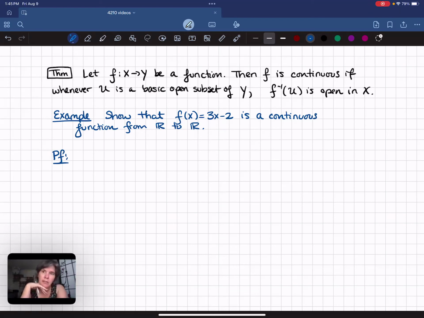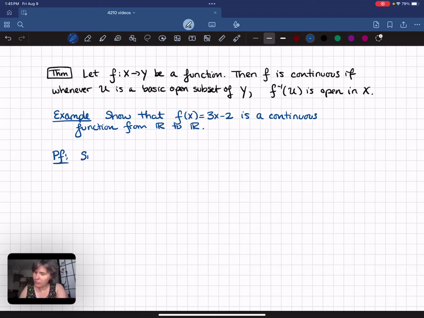And in real analysis, we would have shown that this was continuous using an epsilon delta proof. So we would have looked at something like |x minus y| less than delta, |f of x minus f of y| less than epsilon, something along those lines. But now we're going to do it using the topology definition of continuity. And because we have this theorem, here's what I can do.